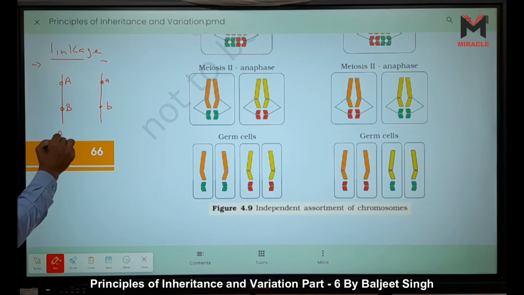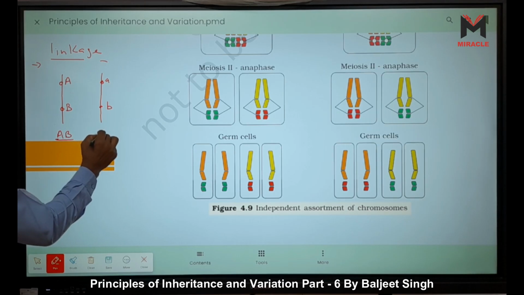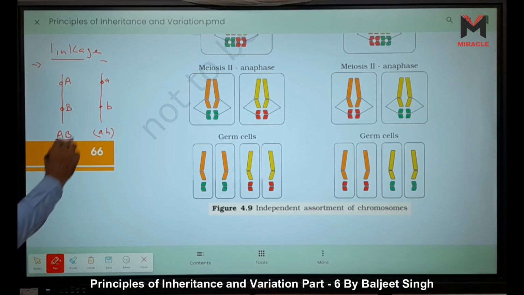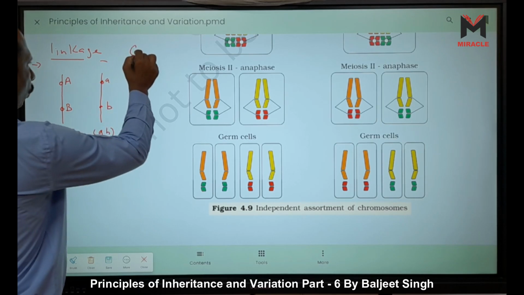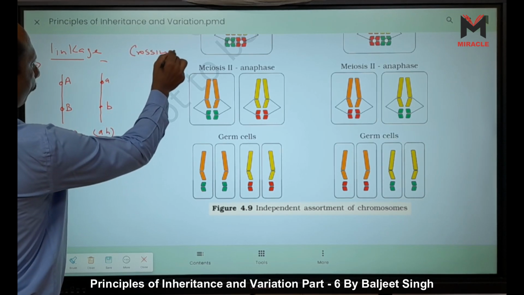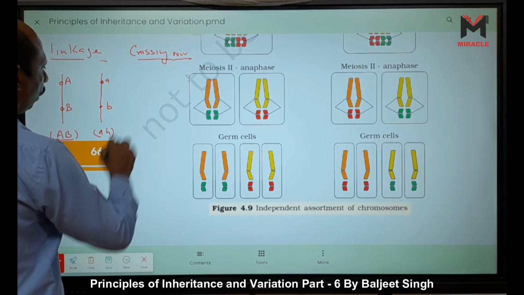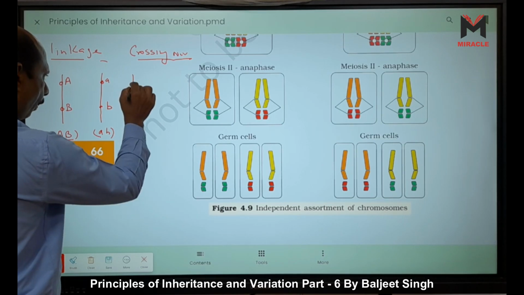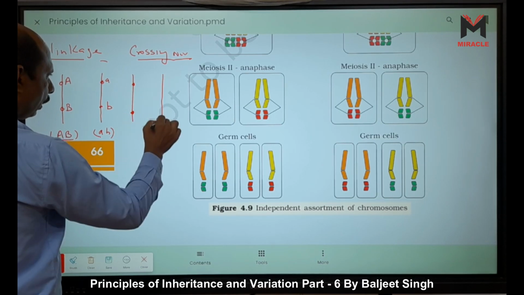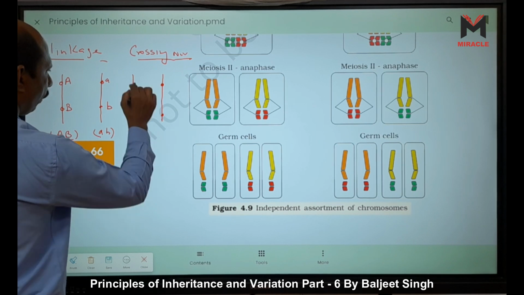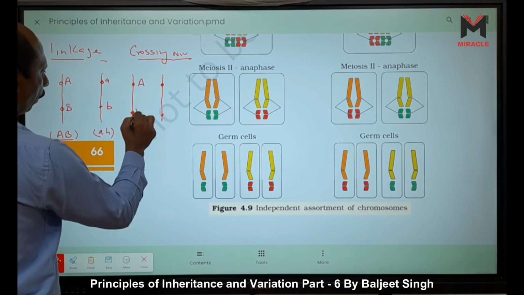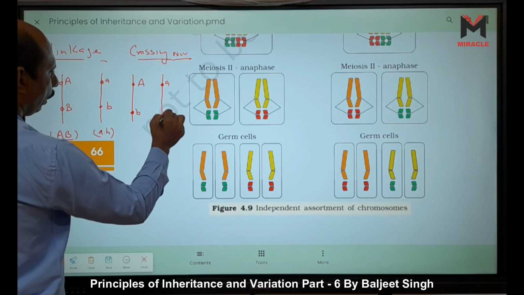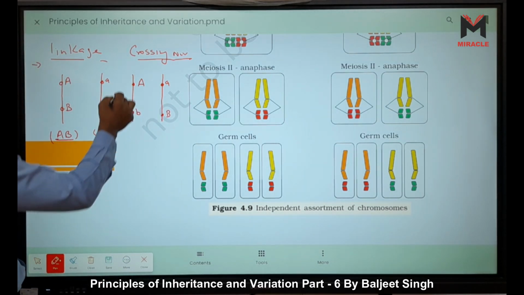Here we get only 2 types of gametes. First is capital A, capital B, and second is small a, small b. But in case of crossing over, in crossing over what happens? Exchange of genes. Then what we have? Capital A, small a, capital B.